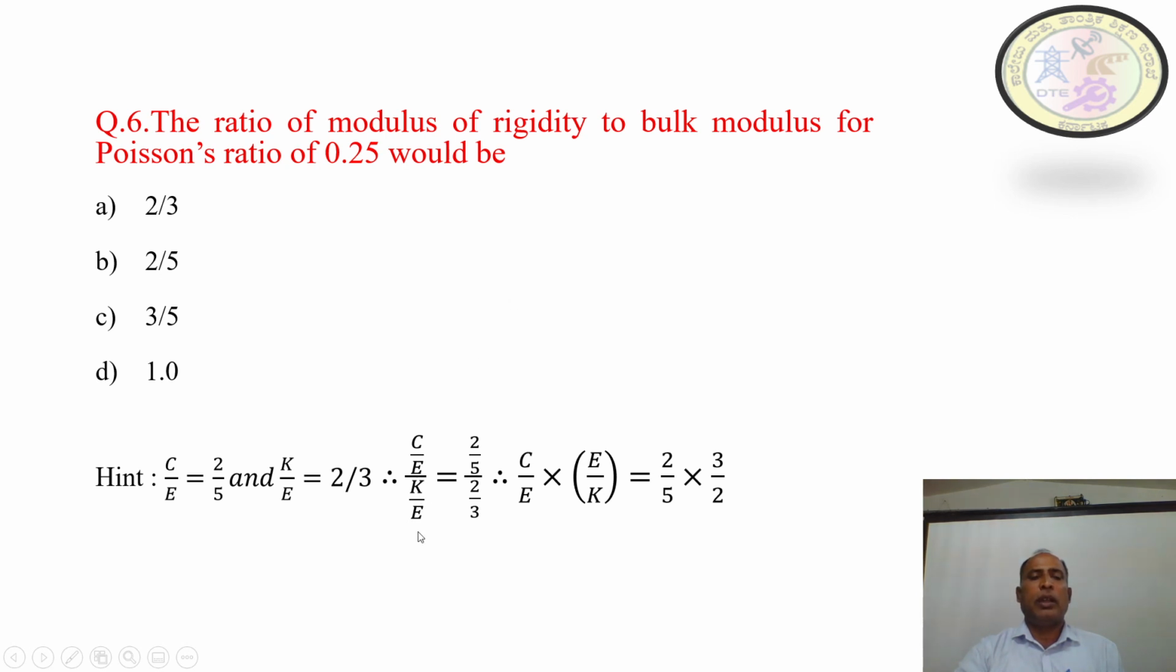Therefore C by E whole divided by K by E, that is 2 by 5 whole divided by 2 by 3. So C by E into E by K is equal to 2 by 5 into 3 by 2. So the 2 gets cancelled. So the answer is 3 by 5. Therefore C by K is 3 by 5.